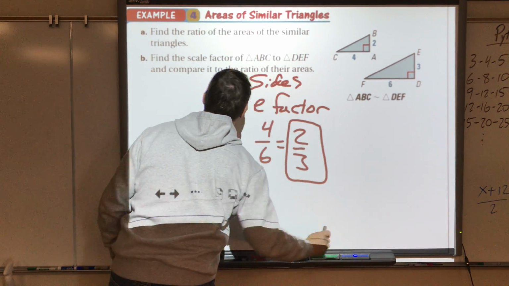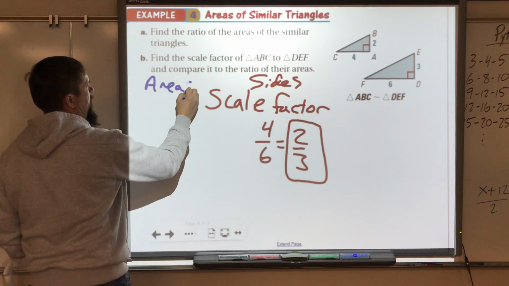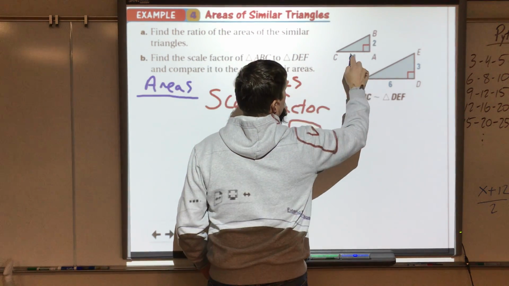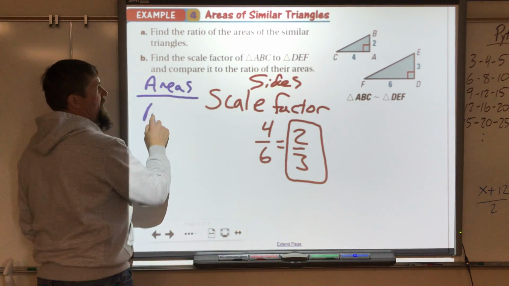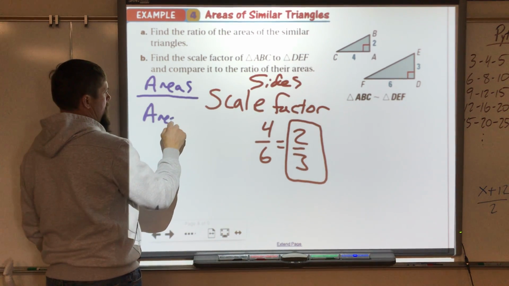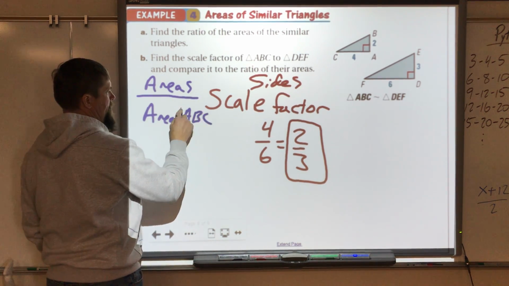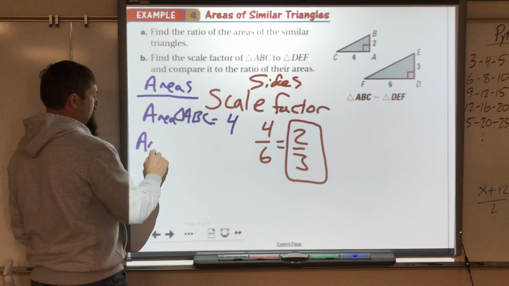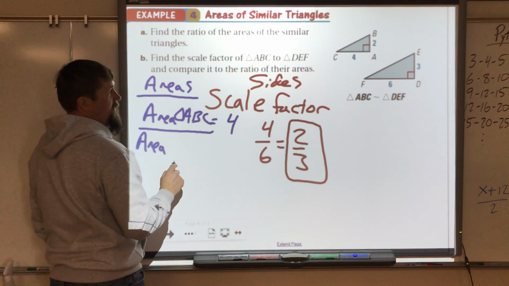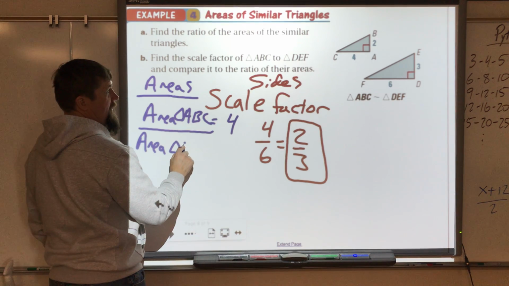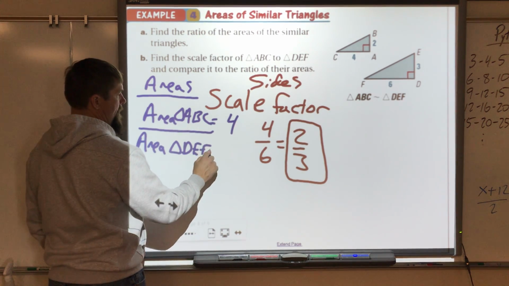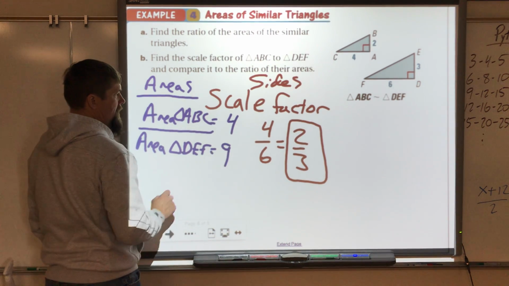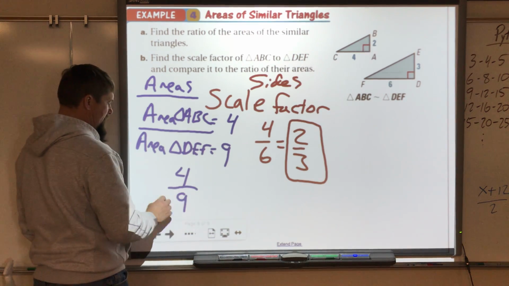The ratio of the areas, this is 1/2 of 8 or 4. So the area of ABC is 4. The area of triangle DEF is 9. So the ratio is 4 to 9.